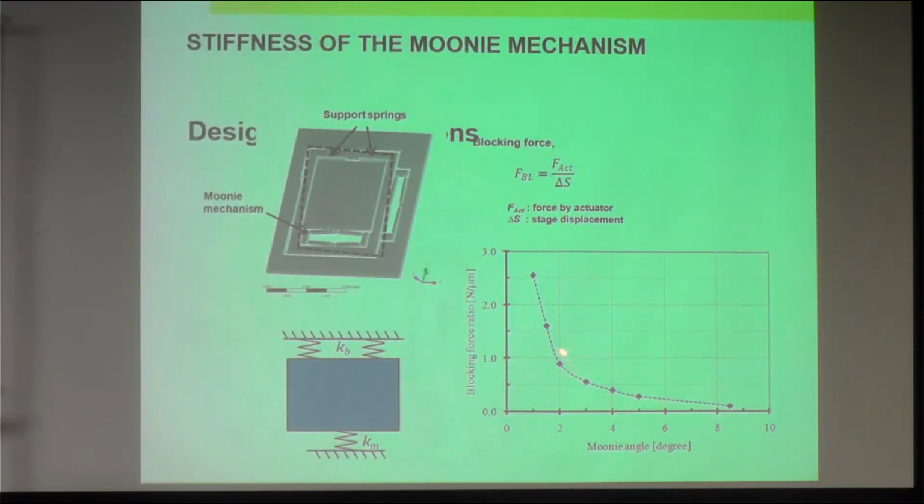Meaning to say, if you have your angle of the Muni smaller, then your blocking force is much higher. So that is where you need to have a trade-off in order to design this Muni not to be too small an angle of the Muni amplification mechanism, but to have a trade-off between the blocking force and also the amplification factor that you might obtain.